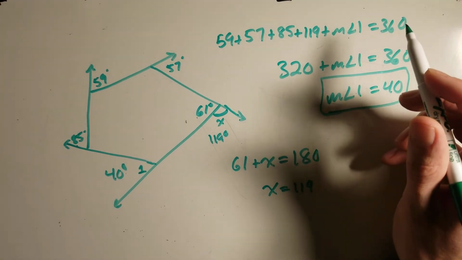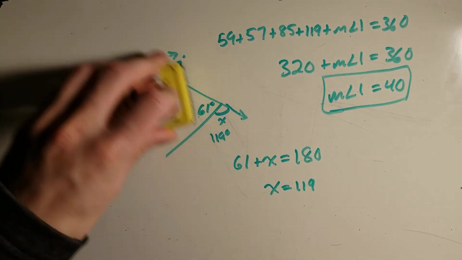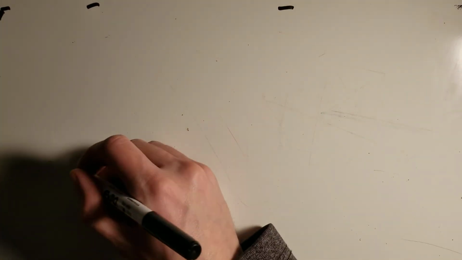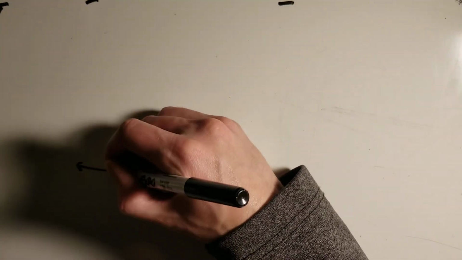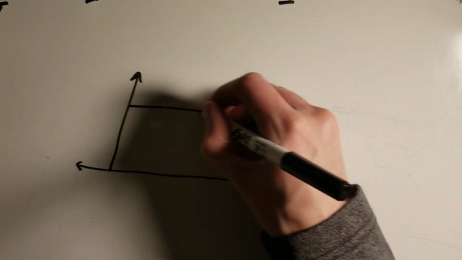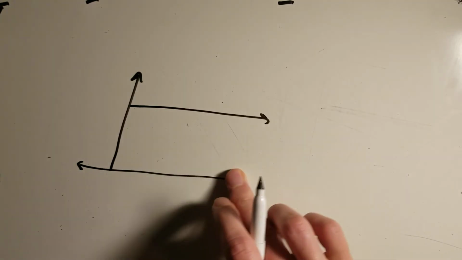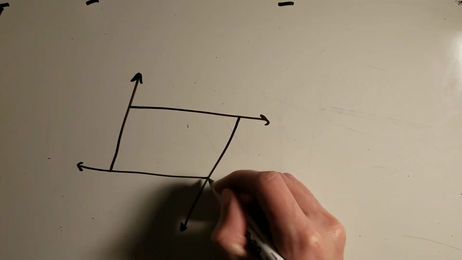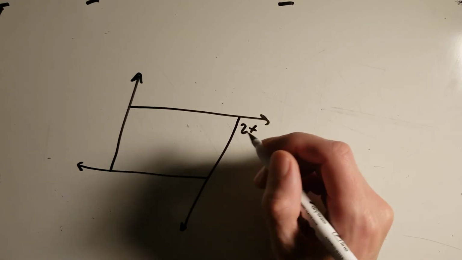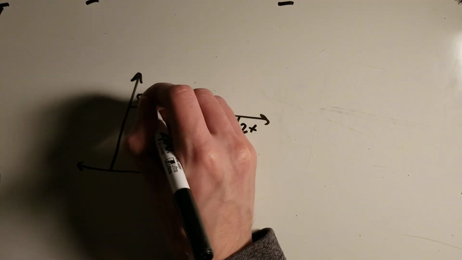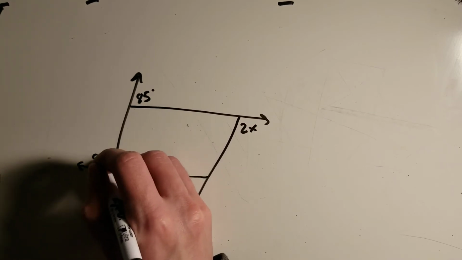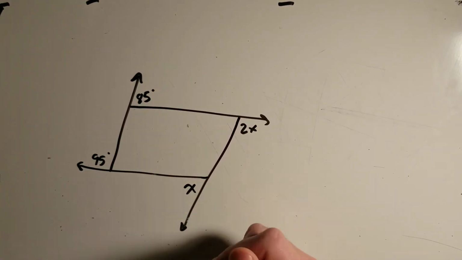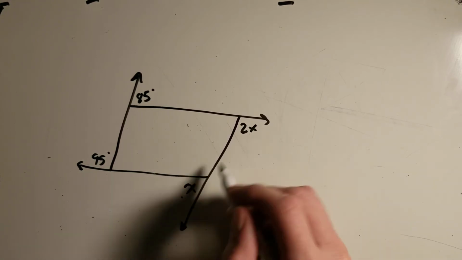We're going to try 2 more of these, using just things that we've done in the past, different concepts, combining them together here. So our next one, we want to find the value of x here, and we want to find the measures of each exterior angle. We are given this angle is 2x, this angle is 85 degrees, this angle is 95 degrees, this angle is x, and we're trying to find the value of x and the measure of these 2 angles.